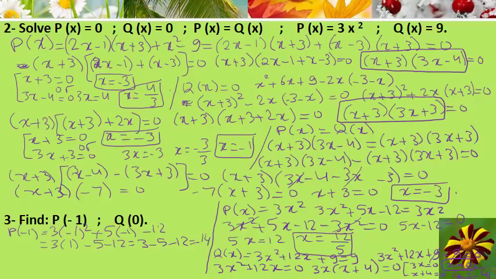Minus 14. Now we should find Q of 0. We substitute also in the expanded form, which is 3 into 0 squared plus 12 into 0 plus 9. Now 3 times 0 plus 0 plus 9 equals 9. Any question?